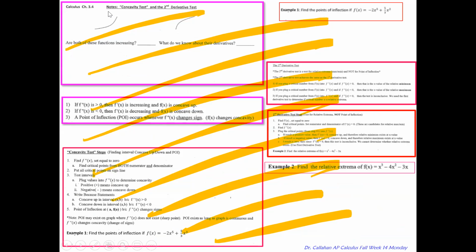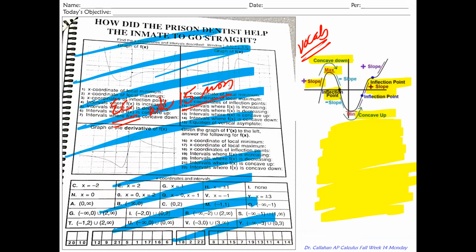And then this is going to be our notes in class. I've typed up the steps for you guys as well, and we'll go over 2 different examples with it. And then we'll end the class with a calculus puzzle on how did the prison dentist help the inmate to go straight.